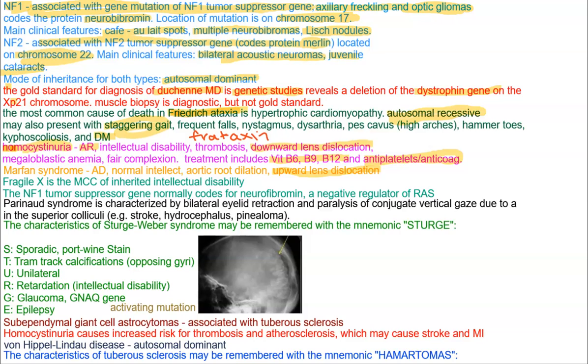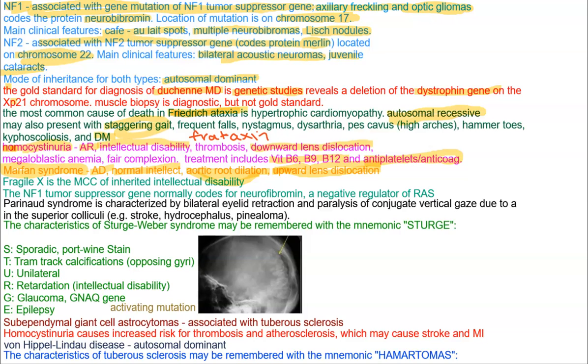This is in contrast with Marfan syndrome because they both can have marfanoid habitus. So Marfan syndrome is going to be autosomal dominant. Patients will present with normal intellect as opposed to homocystinuria where they present with intellectual disability. And then there's also aortic root dilation. And again, remember that upward lens dislocation. Fragile X is the most common inherited intellectual disability in kids.